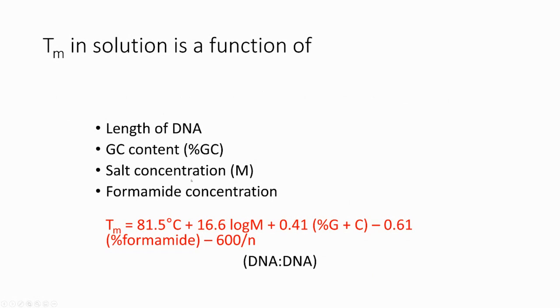To determine the melting temperature, basically you follow this formula for the Southern blot and Northern blot. Melting temperature equals 81.5 degrees Celsius plus 16.6 log the molarity of the salt concentration for the hybridization, plus 0.41 times the percentage of GC, minus 600 over the length of the probe. That's how you determine the melting temperature for the Southern blot.